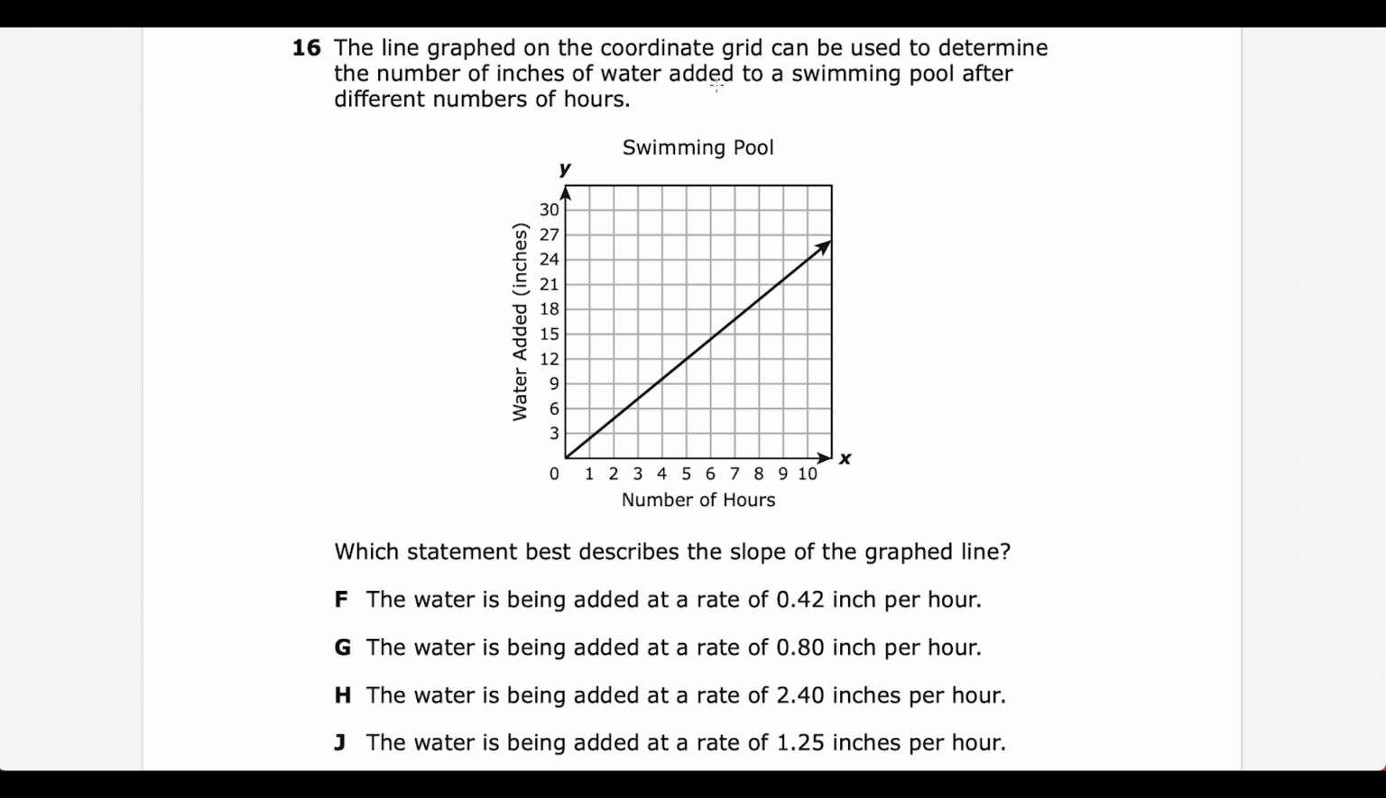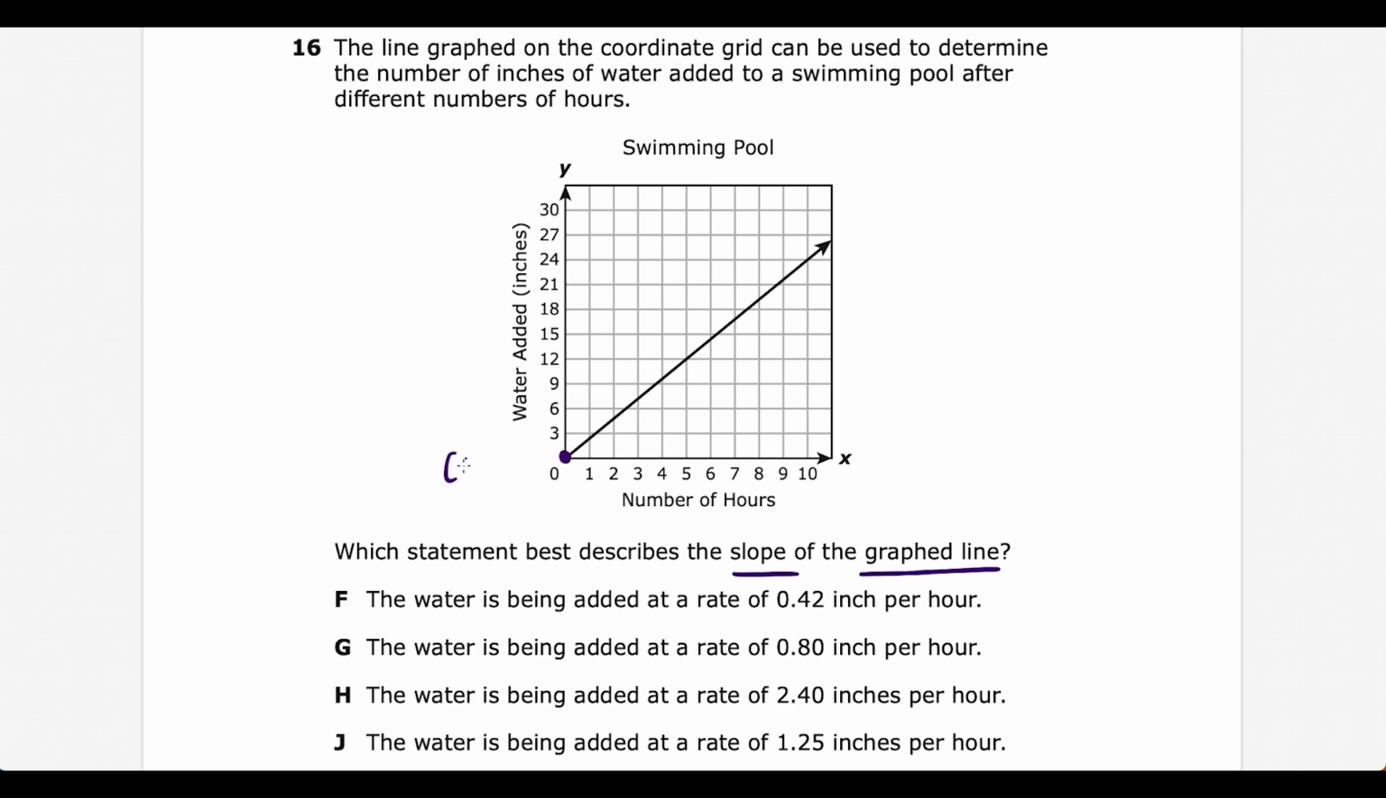So question 16, we have a line on this coordinate grid and is used to determine the number of inches of water added to a swimming pool after a different number of hours. Which statement best describes the slope of the graphed line? Now, one thing that all the answers have in common here is the way they're interpreted. Notice that it's the water is being added at a rate. They're all starting the same way, and we have inch or inches per hour, which is basically the same meaning here. So really all they're asking us to do is find the slope of this line.